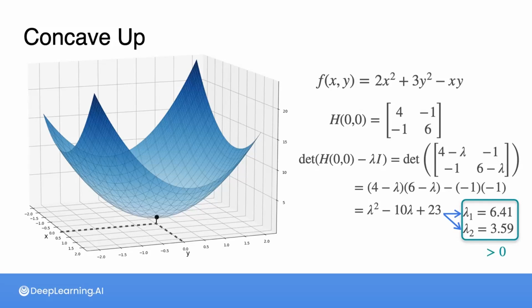So for a matrix, this is the equivalent of being a positive number. It means the matrix is positive definite. So because all the eigenvalues of this matrix are positive numbers, the function is concave up and the point (0, 0) is a minimum.